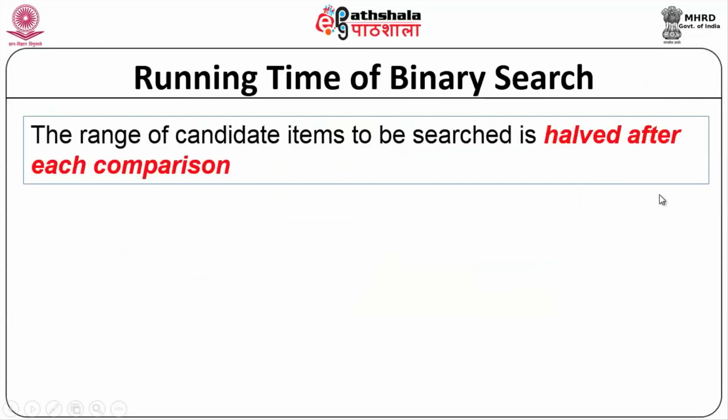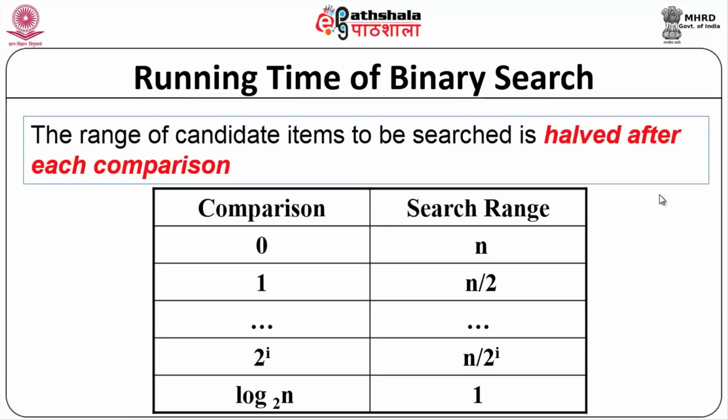So, the running time of a binary search: the range of candidate items to be searched is halved each time. That is why you have log n as the time. This is the comparison for the search range. Zero comparisons means the search range is n, 1 means n by 2, the first operation, and so on. So, this is how you get log n.